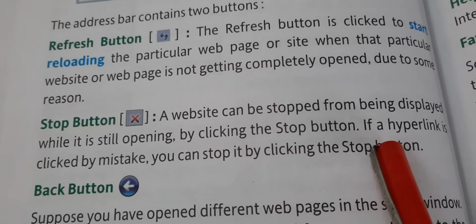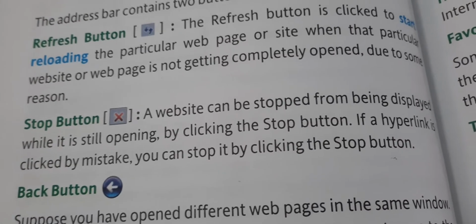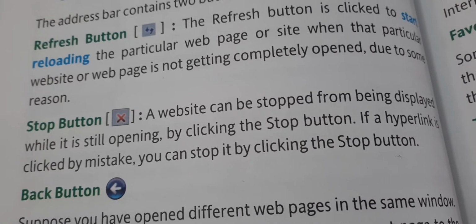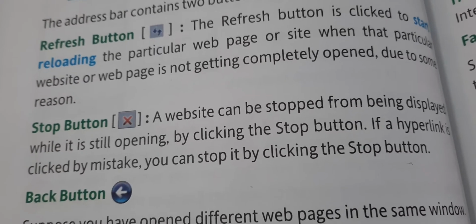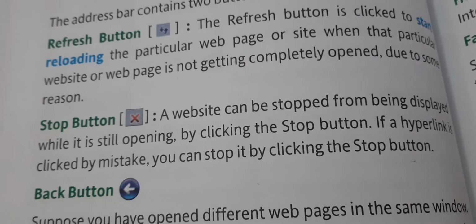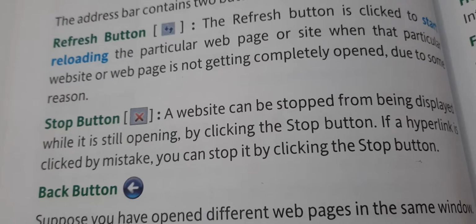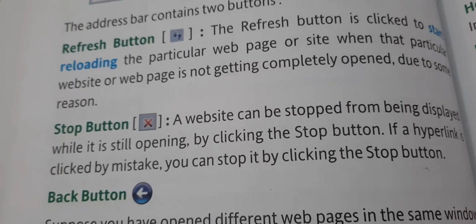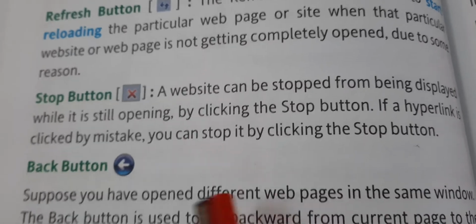Okay, and even if a hyperlink is clicked, hyperlink means, I told you children that hyperlink is a text by which other web pages are connected. So if we click on the hyperlink, the other web page will open. But if by mistake we have clicked on the hyperlink and we don't want that page to be opened, what can we do? Again, we can click on the stop button.